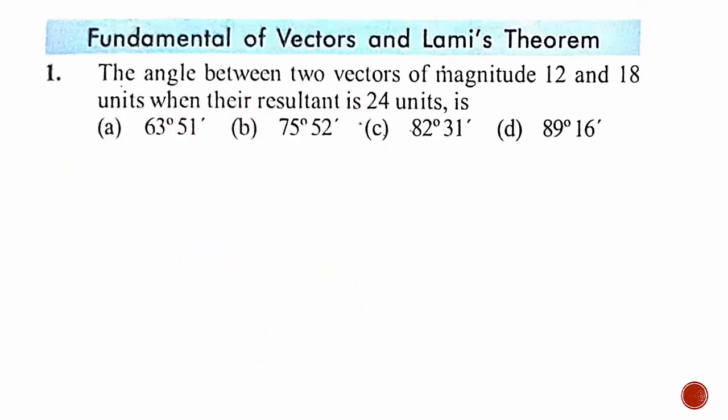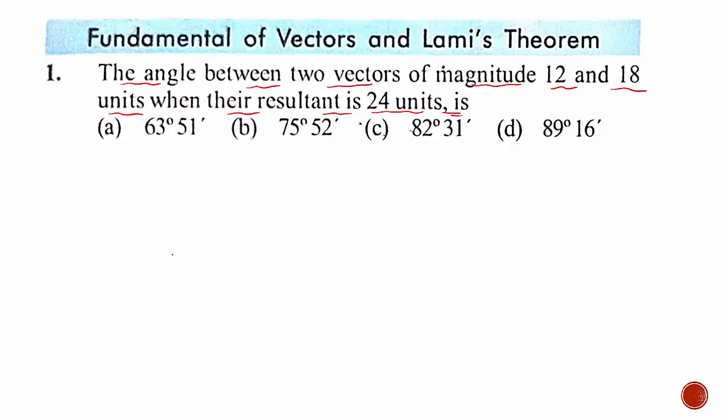The first question: the angle between two vectors of magnitude 12 and 18 units when their resultant is 24 units is. So we have to find the angle between two vectors. Their magnitudes are given as 12 and 18 and their resultant is also given, 24 units.